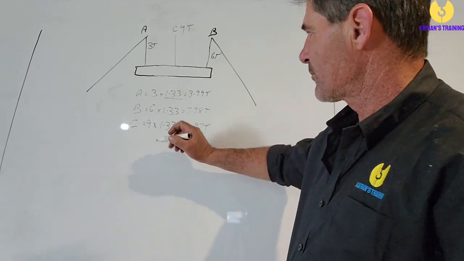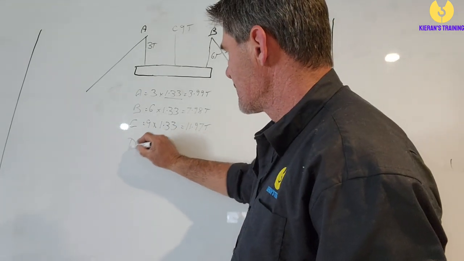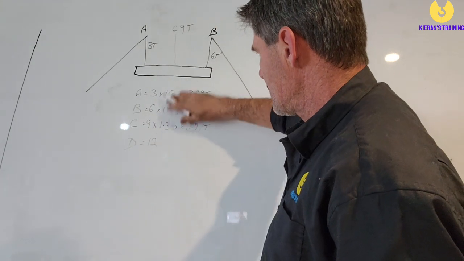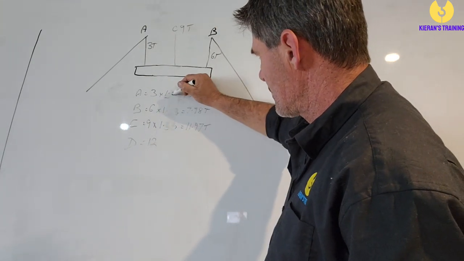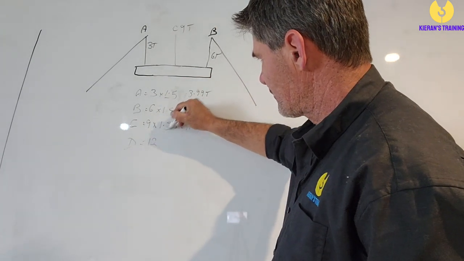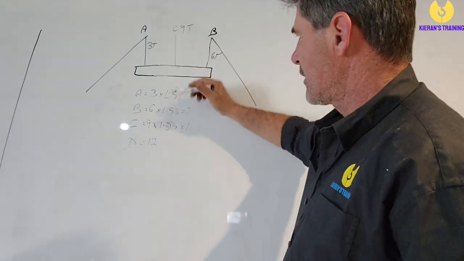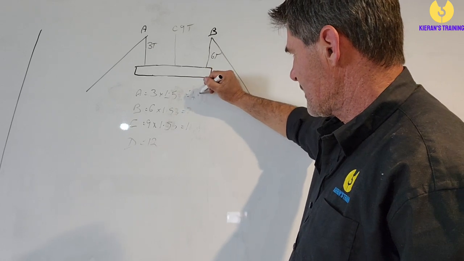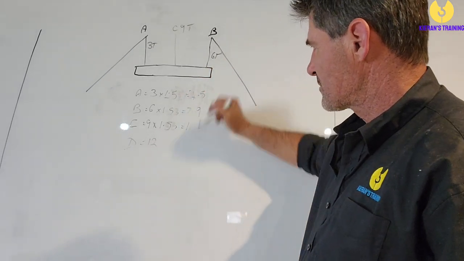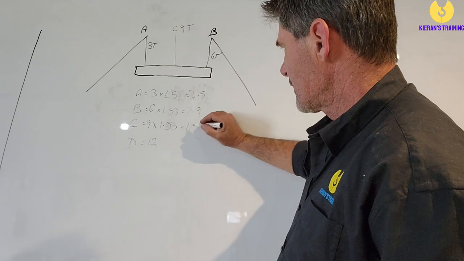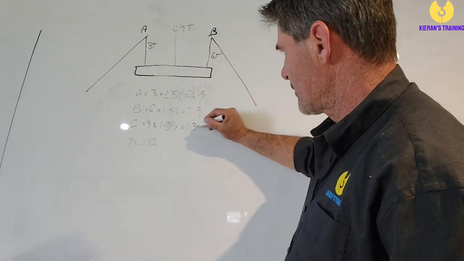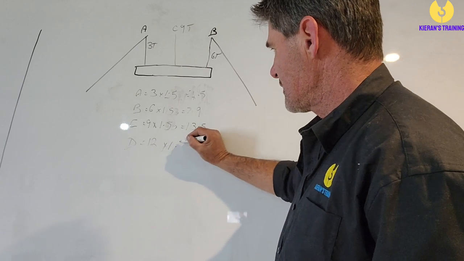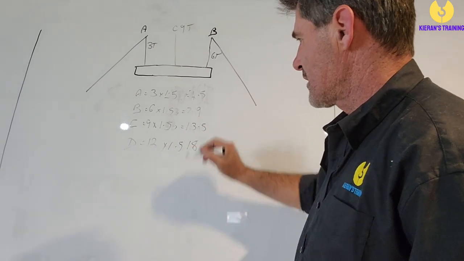So if we had another one down here at D, and let's say D's got 12 tonne, multiply each by 1.5. Crane A needs to be good for 4.5 tonne. Crane B needs to be good for 9 tonne. Crane C needs to be good for 13.5 tonne. And crane D needs to be good for 18 tonne.